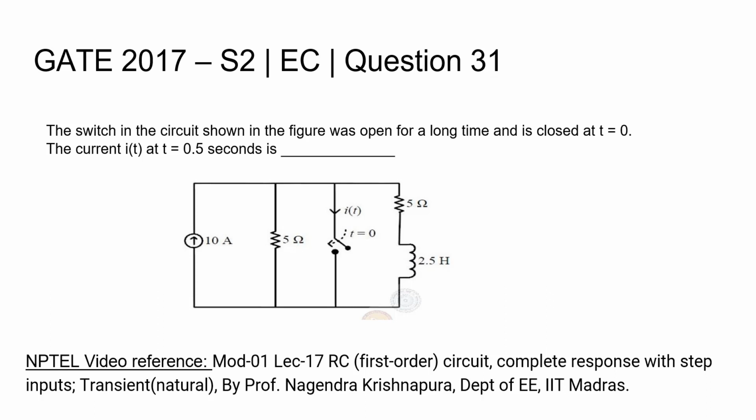Question: the circuit shown in the figure was open for a long time and it is closed at t equal to 0. The current I of t at t equals 0.5 seconds is dash.